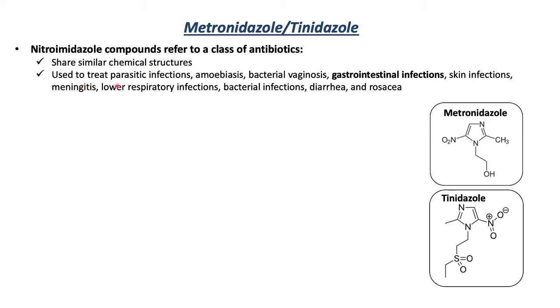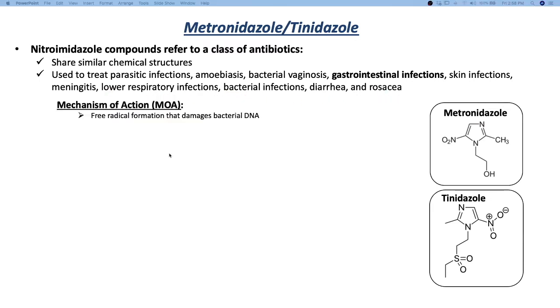They're used to treat parasitic infections, amoebiasis, bacterial vaginosis, GI infections, skin infections, meningitis, lower respiratory infections, bacterial infections, diarrhea, and rosacea. Their mechanism of action includes free radical formation that damages bacterial DNA. Two of the more frequently used nitroimidazole compounds are metronidazole and tinidazole, the structures of which are shown here.